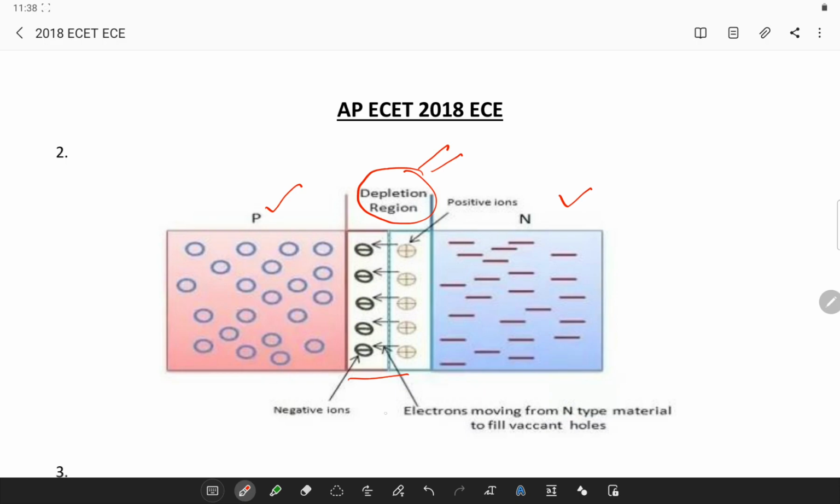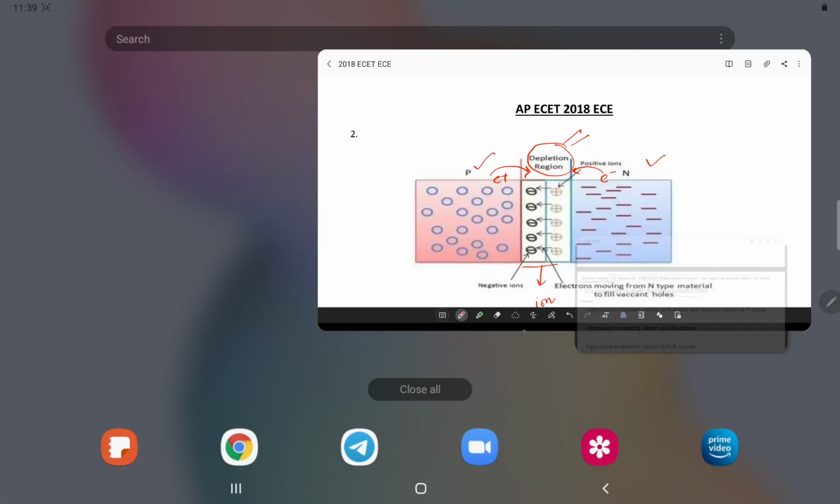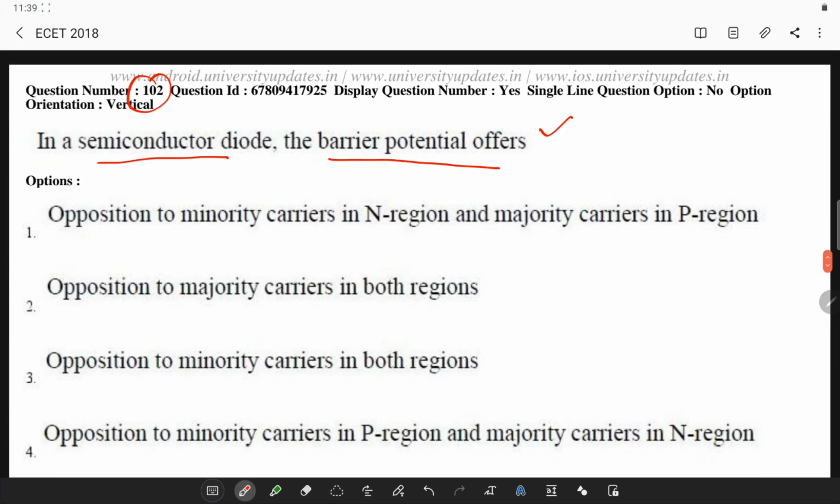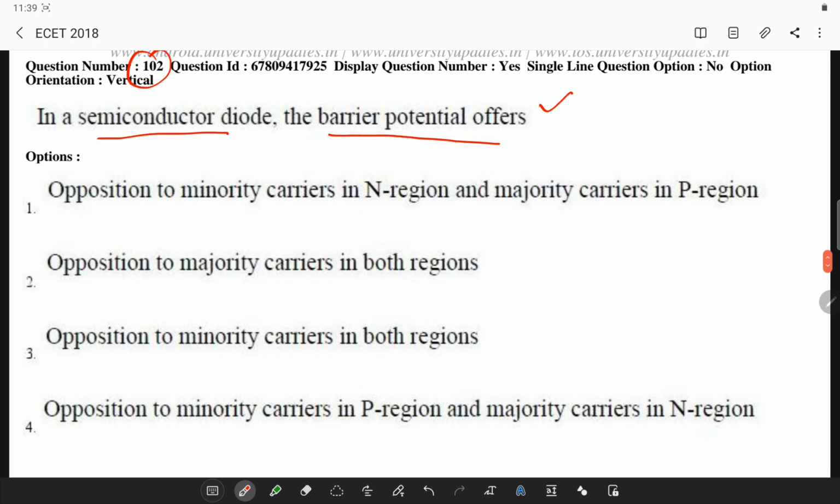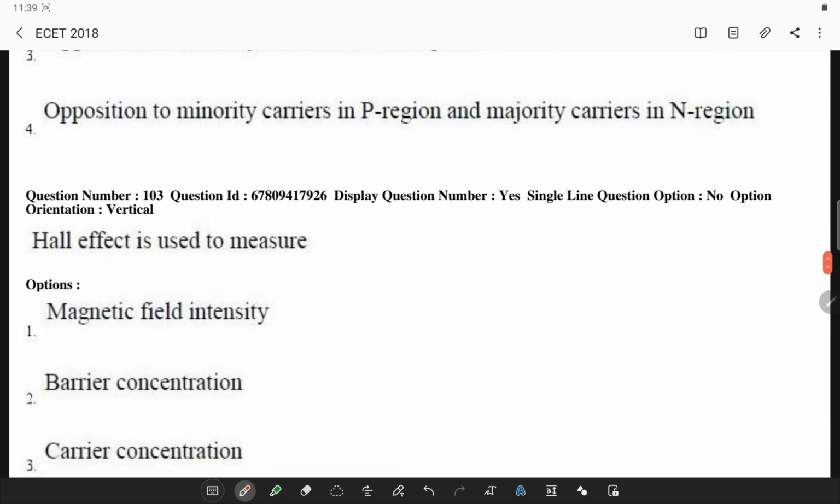If you observe this region, it is made up of immobile charge carriers. The majority carriers from the P side and the majority carriers from the N side, that is holes and electrons, combine here, and here you will have an ion region. If you check all four options, only option 2 has majority charge carriers. Now let's get to the next question.